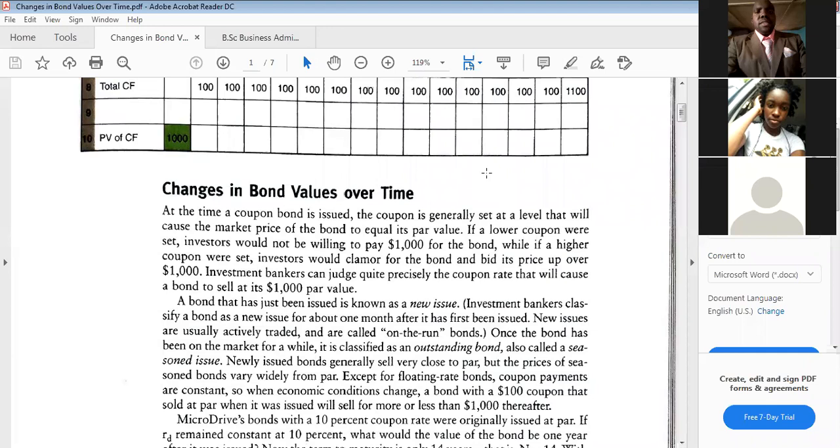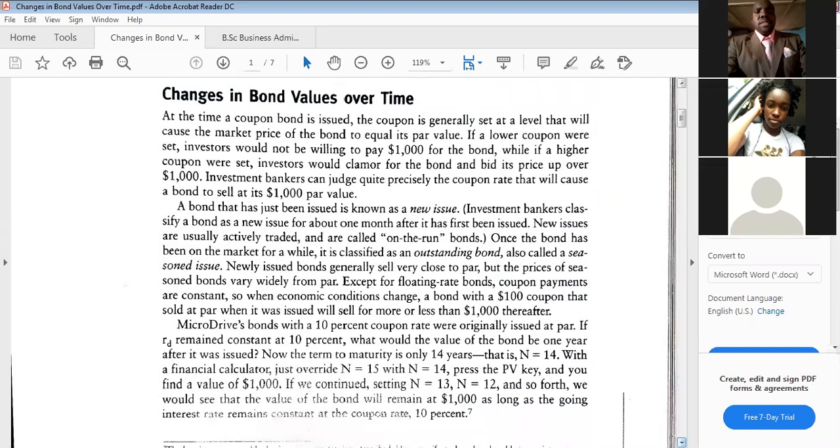Investment bankers can judge quite precisely the coupon rate that will cause a bond to sell at its $1,000 par value. A bond that has just been issued is known as a what? New issue. All right. Investment bankers classify a bond as a new issue for about 1 month after it has first been issued. New issues are usually actively traded and are called on-the-run bonds.